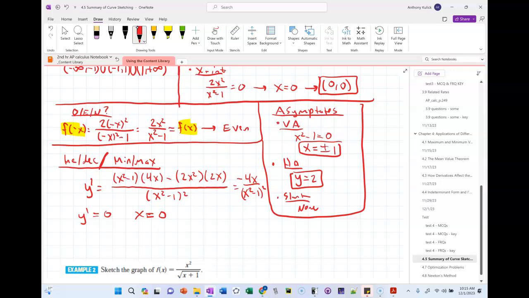Do those count as critical values? No, why not? You're correct, they do not count as critical values, but why not? Because they were also undefined in f, right? They were not in the domain of the original function. So if they're not in the domain of the derivative, that's fine. So this is our only critical value.